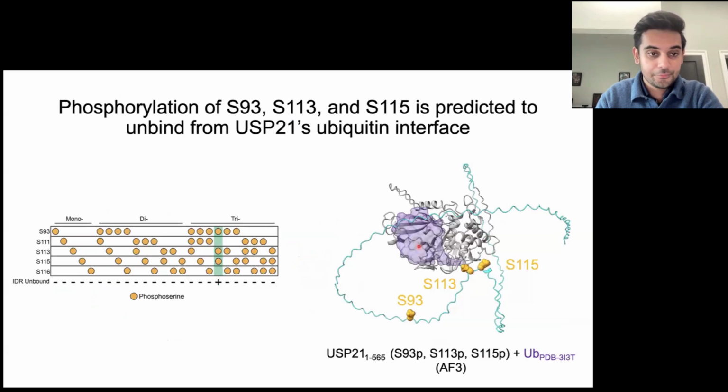And so with AlphaFold 3, what I did was I created a series of USP21 models with different phosphorylated serine combinations using well-known phosphorylation sites on USP21. And I found that if you phosphorylate serine 93, 113, and 115, this IDR no longer occupies the ubiquitin binding interface of USP21's catalytic domain. So from this, it seemed like maybe this IDR is autoinhibiting USP21 by blocking ubiquitin binding, and then phosphorylation relieves this. Is this true experimentally?